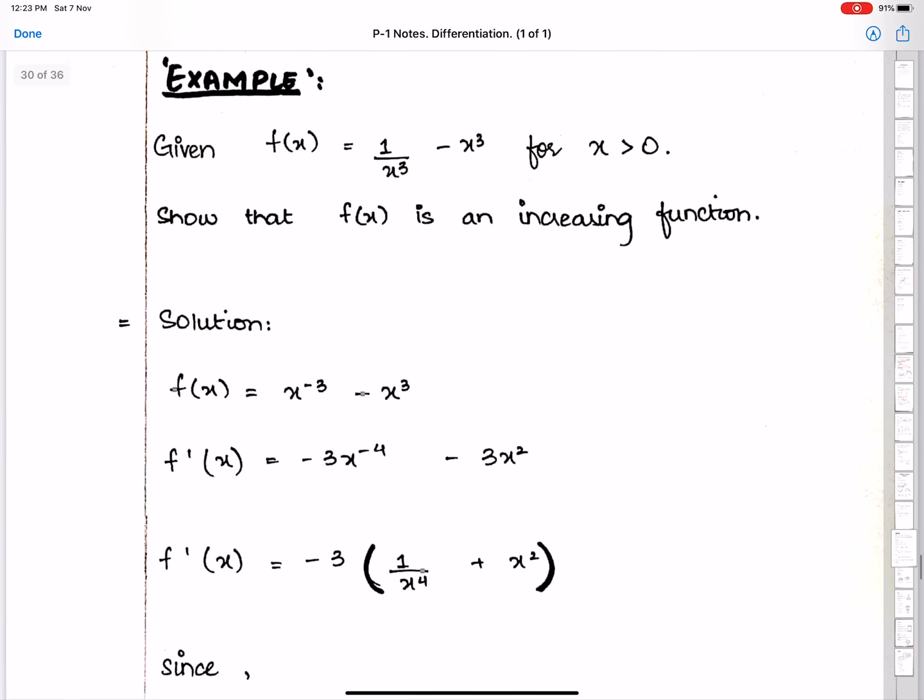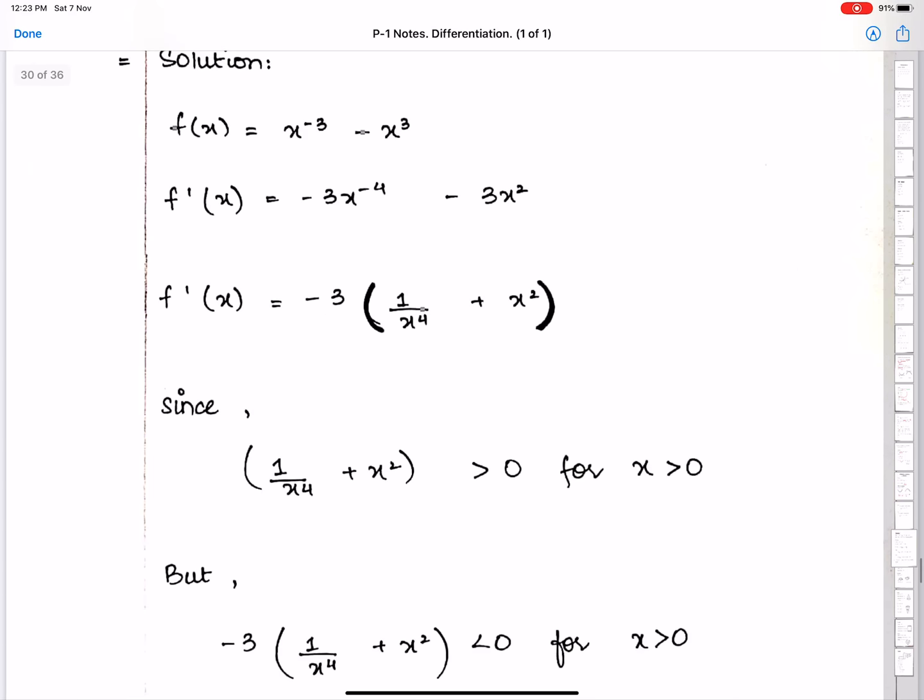So let's suppose this is the function f(x) equals 1 upon x cubed minus x cubed. This is not quadratic. For x greater than 0, show that f of x is an increasing function. This is very simple. We just need to find the gradient first. So this is the expression of the gradient. Now you need to substitute any value. Mentally, you can just substitute any value of x which is greater than 0. Let's suppose if you substitute 1, you will get this answer positive, and this is negative, so the answer is negative.